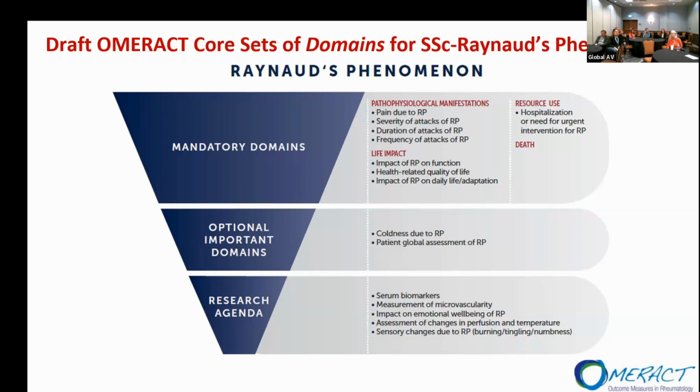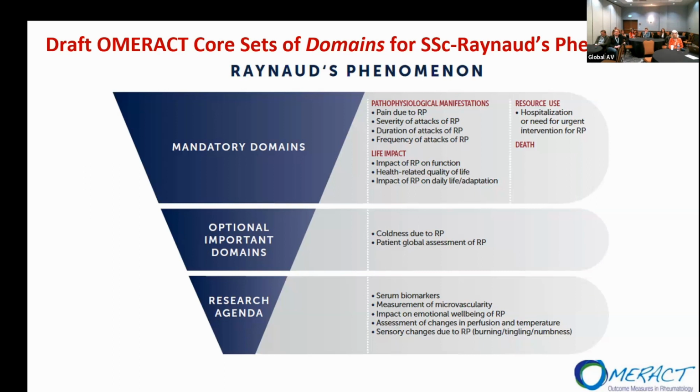We then have optional important domains. So this is where coldness comes back in, because it was a lot in the qualitative research. It's interesting. We're not really sure how to define it and how to measure it. So it's an area, but people are doing it. And the patient global assessment is there. Didn't quite make it to mandatory because it wasn't that endorsed.